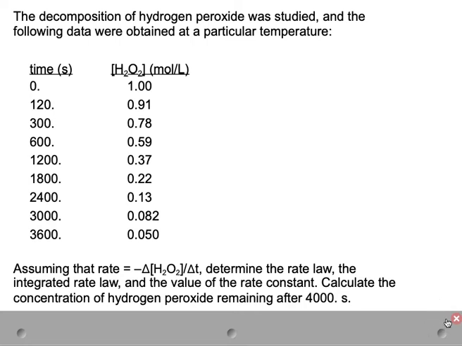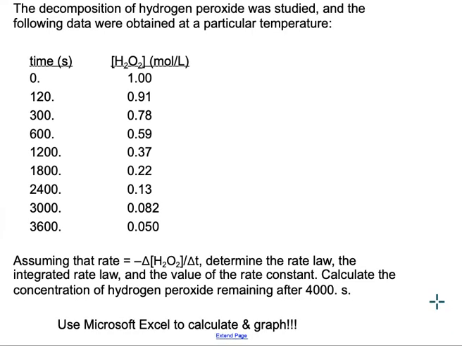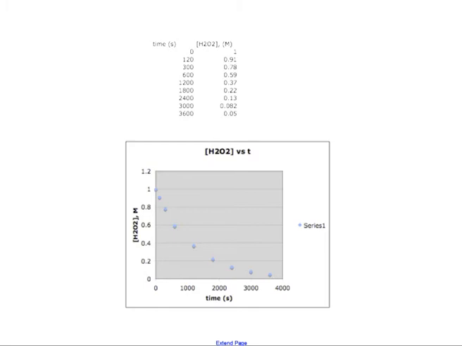Now, this sounds like a lot of repetitive calculations, so here's where you're going to need to use Microsoft Excel or some other spreadsheet program to perform your calculations and to do your graphing. And I'll show you what that looks like. Here you can see I simply took the raw data, concentration as a function of time, and I graphed concentration versus time. Does that look like a straight line to you?